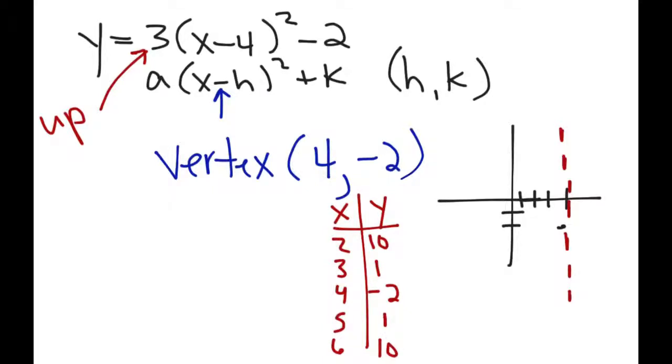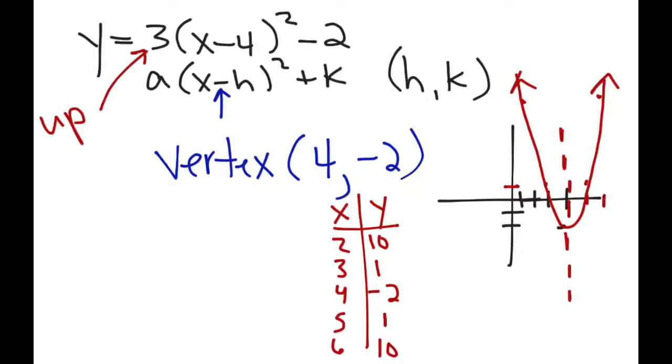So now I know it goes through (3, 1) and (5, 1). And I know it goes through (2, 10), wherever that is up here somewhere, and (6, 10). So it gives me a general idea of what the parabola looks like. Or I can do it this way. I can say that the vertex is at (4, -2), and it's been shifted.